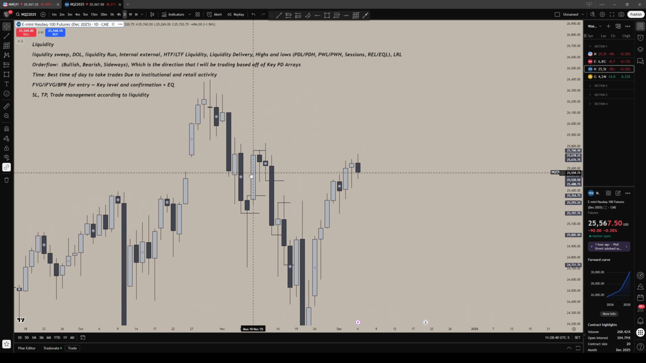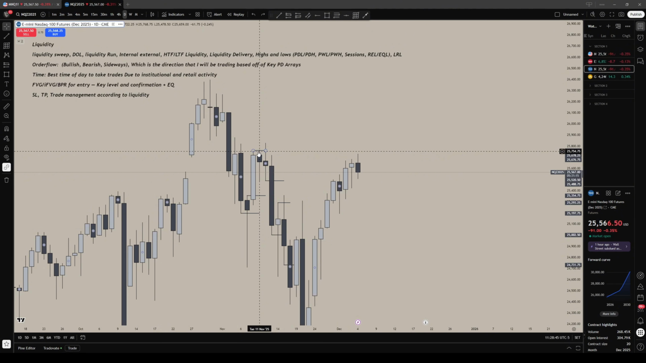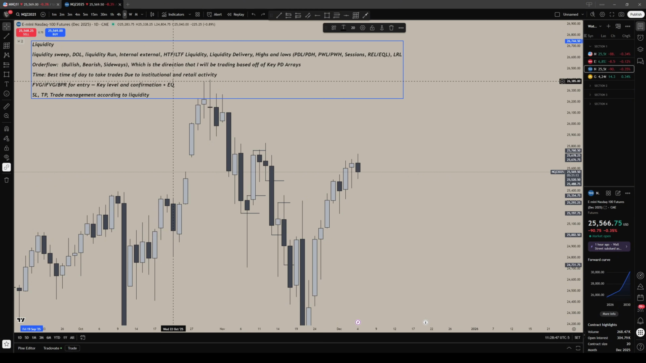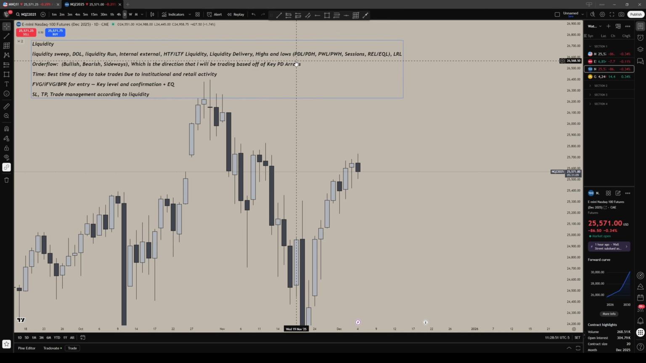Now, you can use these previous day highs and lows, and this happens on the weekly. Okay, I'm going to have to delete these one by one. I'll just copy this. Previous week low and previous week high are the same thing. Sessions, I'll show you, and relative equal highs and lows are the strongest liquidity draws and places to take trades off of.